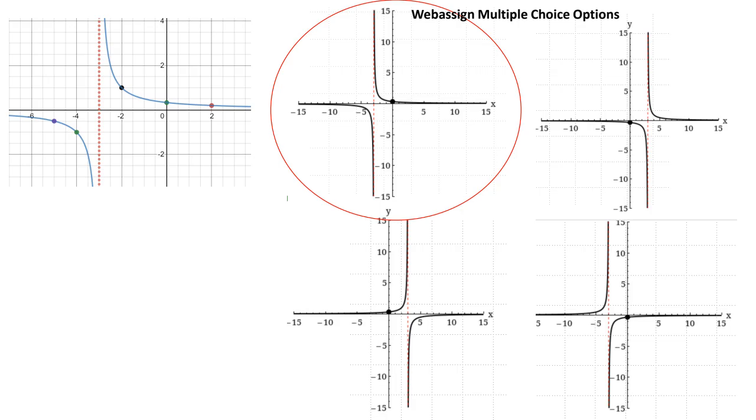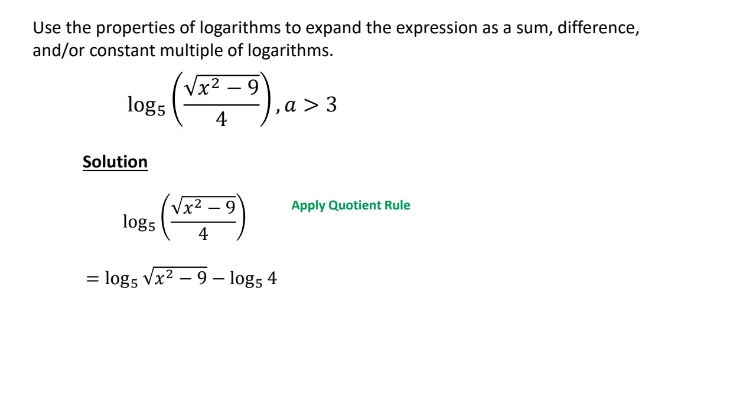All right. Oh, this was one of my favorites. It says use properties of logs to expand the expression as sums, differences, and/or constant multiples of logarithms. For this particular problem, we have a log of base 5, and inside this log we have something being divided: the square root of x squared minus 9, divided by 4. To use my properties, this is a quotient rule that says that when I have a log with two things being divided, I subtract the denominator's log from the numerator's log.